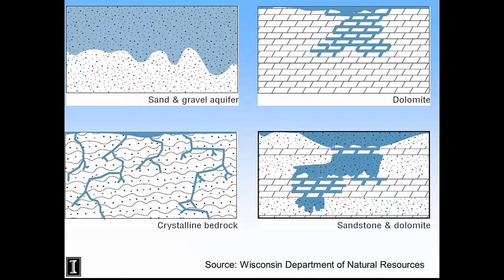The example in the lower right shows sandstone and dolomite. You might have intermixed shales or other types of materials that retard flow and keep the water in certain units. And so you may have a sandstone at 1,000 feet that has water in it, and there may be a shale above that that doesn't have anything.